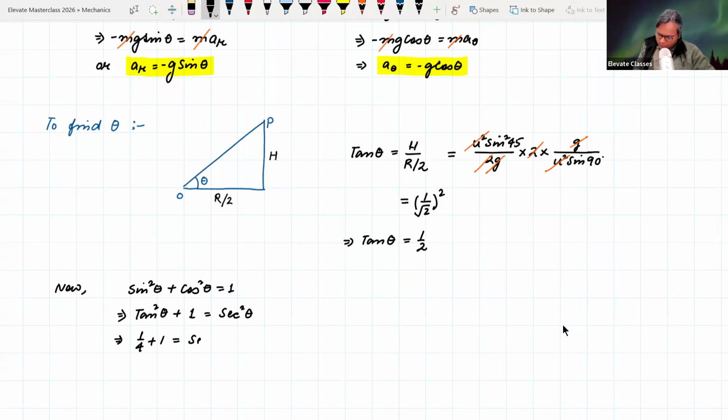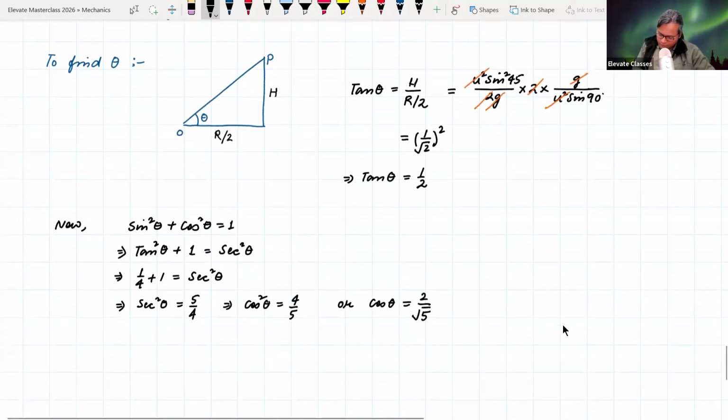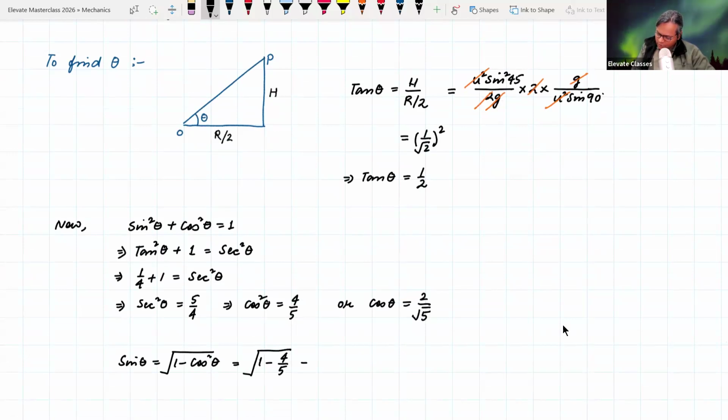plus 1 is equal to sec square theta. So this is equal to sec square theta is equal to 4 plus 1, 5 upon 4, or cos square theta is equal to 4 upon 5, or cos theta is equal to 2 upon root 5. Done. So if cos theta is equal to 2 upon root 5, sin theta is equal to root over 1 minus cos square theta. So this becomes root over 1 minus 4 upon 5, which is equal to root over 5 minus 4, 1 upon root 5.